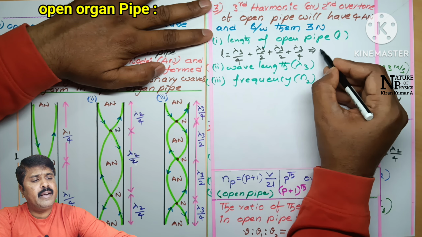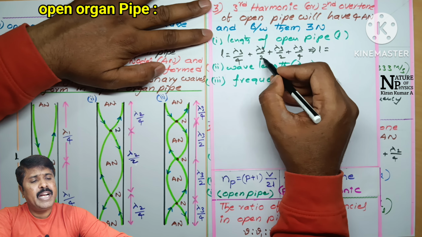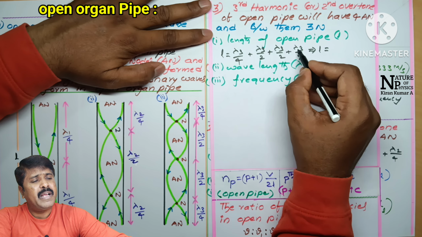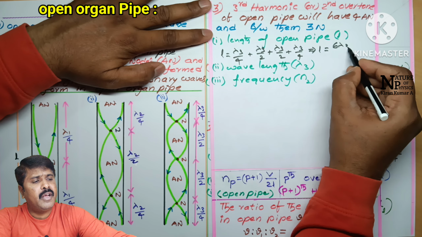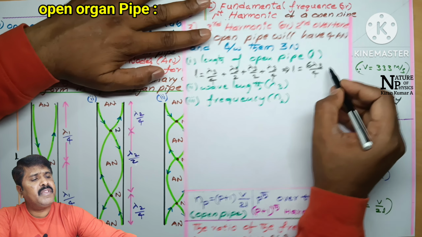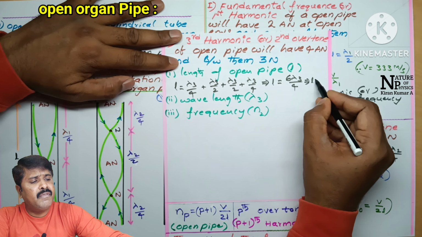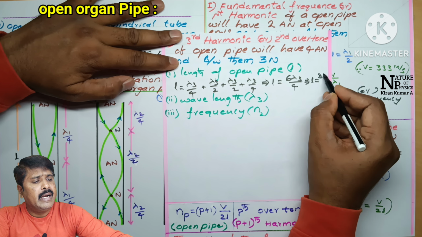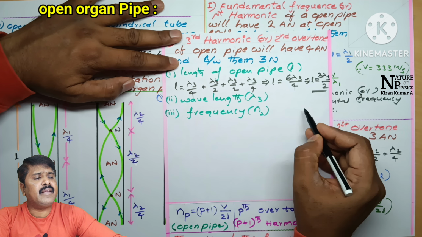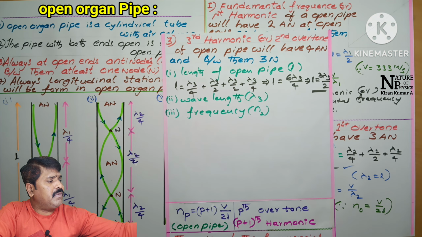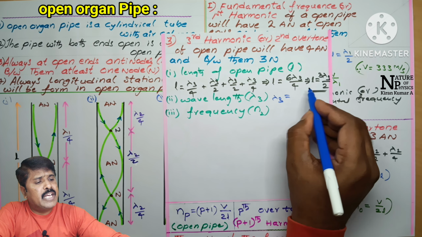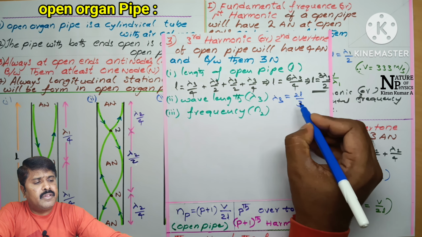So here I am going to get L, which is equal to, here 2 multiplied and divided, here also 2 multiplied and divided, 2 plus 2 is 4, plus 1 plus 1, that is 6 lambda 3 divided by 4. Okay, so finally I am getting the length of the pipe, L, which is equal to 3 lambda 3 divided by 2, student. Okay, this is the length I got. After that I am writing the wavelength equation. So wavelength lambda 3 is equal to, by cross multiplication, 2L divided by 3, student.